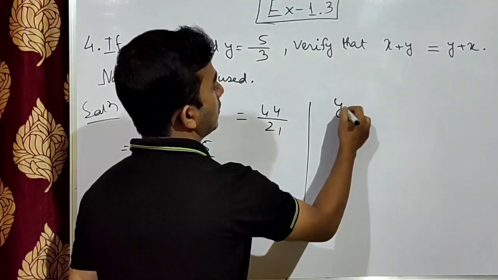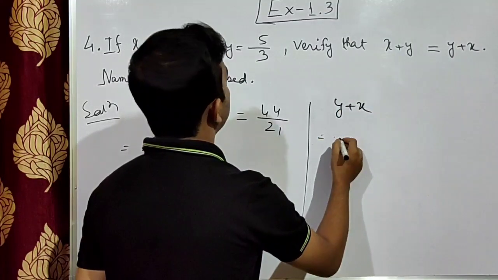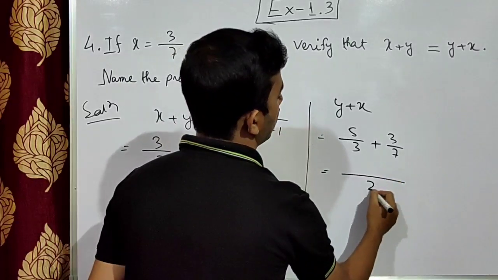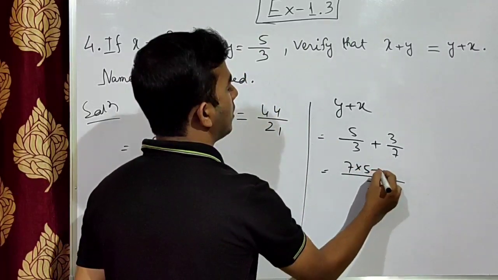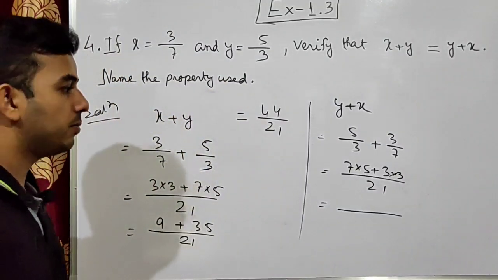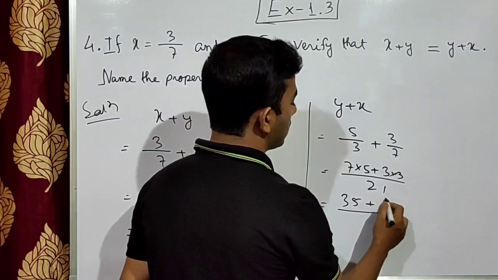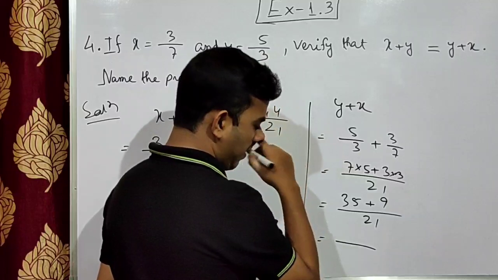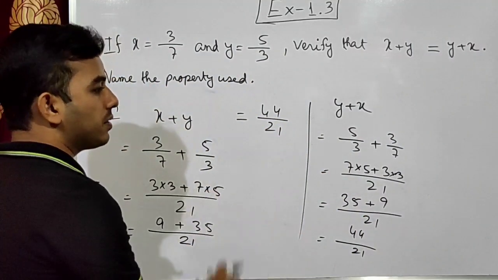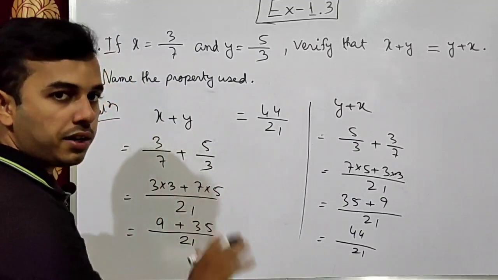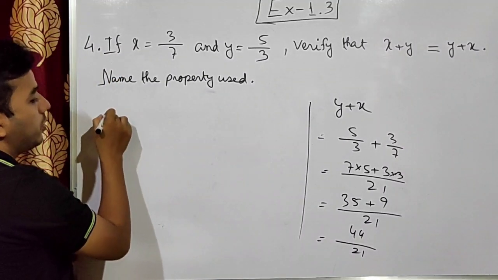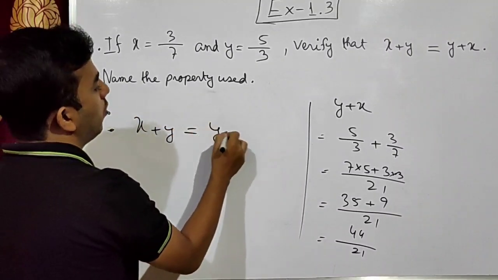Now y plus x. Y is 5 by 3 plus x is 3 by 7. 21. 7 into 5 plus 3 into 3. Are you getting how I am solving these questions? Very good. 7 into 5 is 35 plus 9, divided by 21. 35 plus 9 is 44. 44 by 21. Look, this x plus y is also 44 by 21, and y plus x is also 44 by 21. So after writing this, we write therefore x plus y equals y plus x, verified.